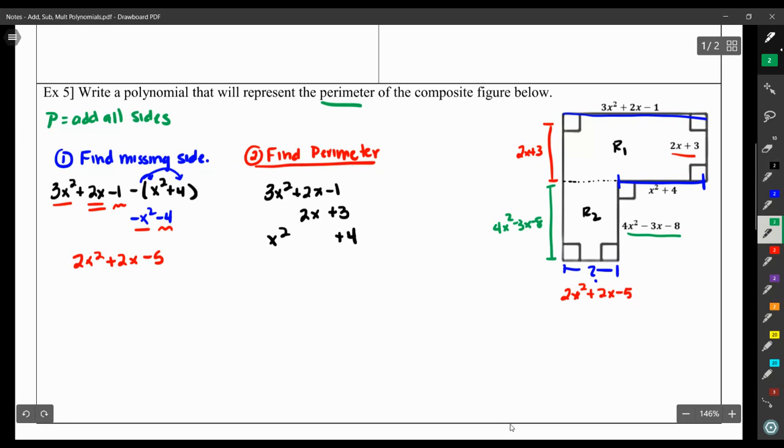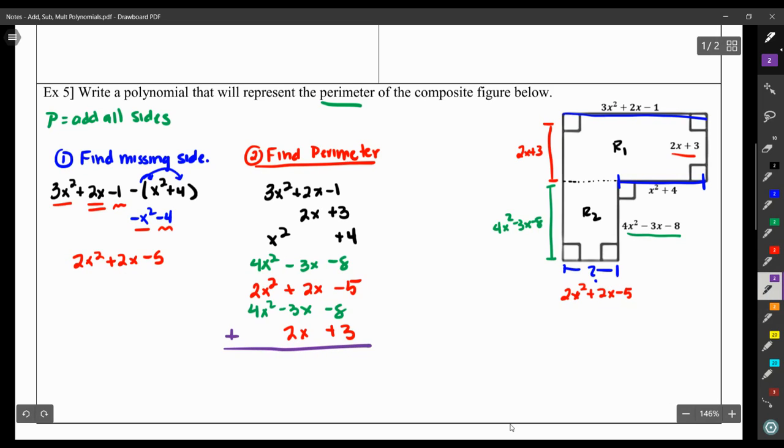Then we have that green underlined 4x squared minus 3x minus 8. We have the red question mark that we found from step 1, 2x squared plus 2x minus 5. We have another green, and we have one more red, 2x plus 3. And now we're simply going to add all of these pieces together.